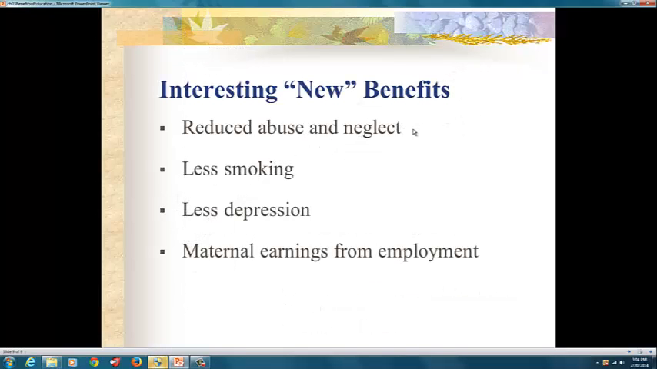So, what's next? Let's see. We have some interesting new benefits. Individuals with more education, based on research, are less inclined to be abused and neglected. Probably has something to do with being independent. They may or may not smoke. I'm not saying. Based on the research, they are less likely to smoke. Not less smoking, but less likely to smoke. Which means your health outcomes would be quite different. You're less likely to suffer from depression. And then one of these new interesting benefits, which we'll talk more about, is the maternal earnings from employment.